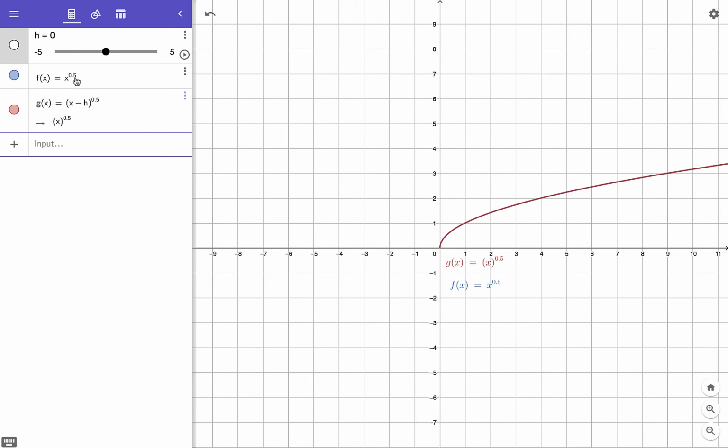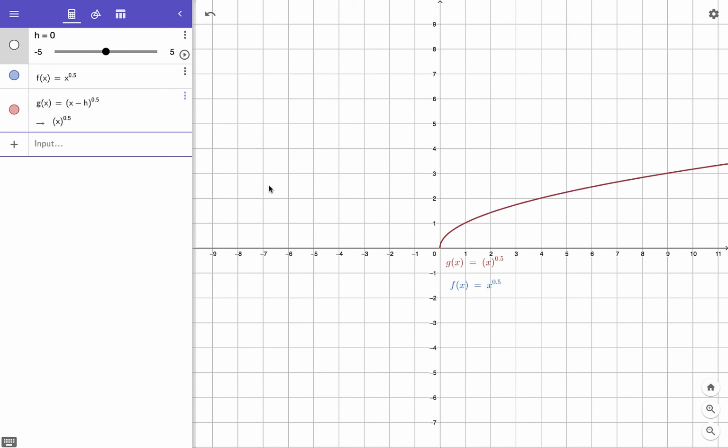As I said before, I can apply these transformations to any function. For example, here the power is 0.5 and the function is f of x equals x to the power 0.5. This is a square root function, power 0.5, which is power half. It's the square root of x. Okay, this is our graph for this function.